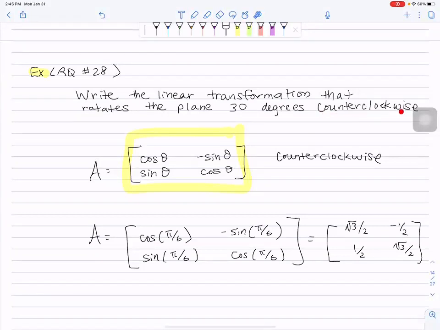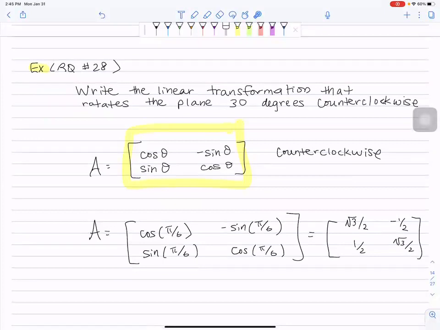Now, if it had asked for clockwise, you just plug in negative 30 degrees instead. So that's the only difference. Any questions on rotation?